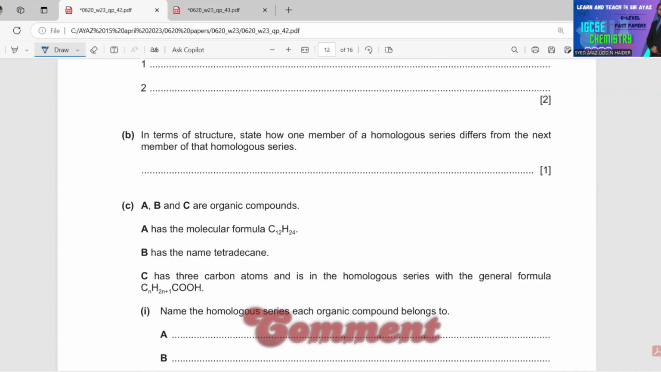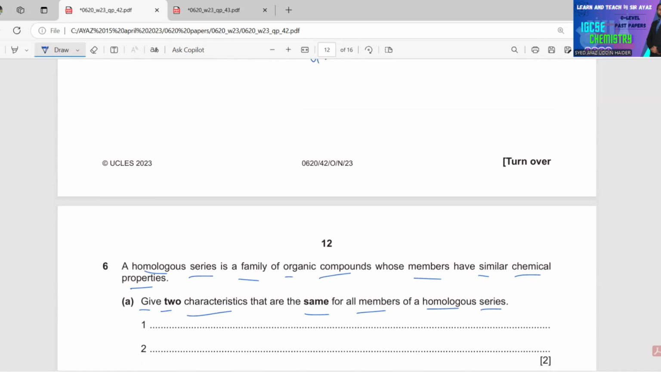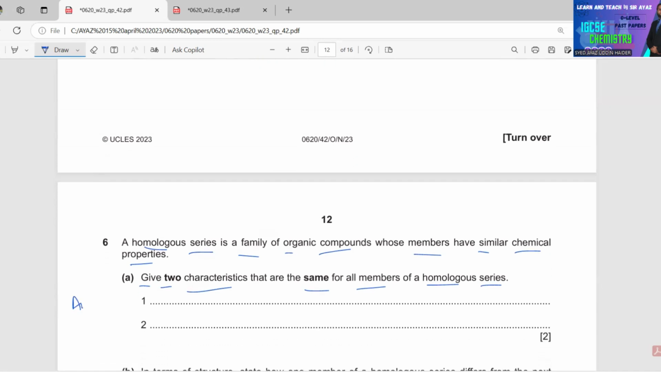Moving to next question. Question number 6. The last question. A homologous series is a family of organic compounds whose members have similar chemical properties. A. Give 2 characteristics that are the same for all members of a homologous series. So you can write any one of these, any 2.